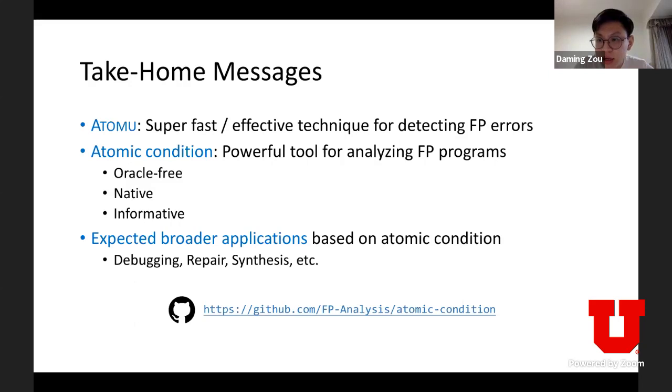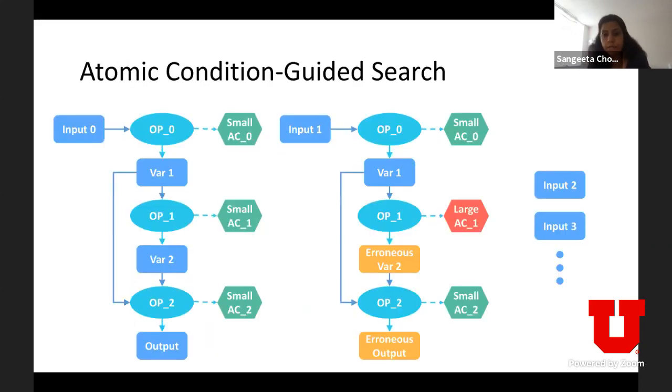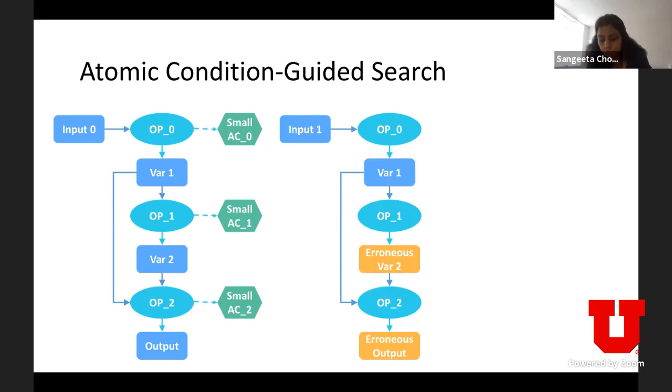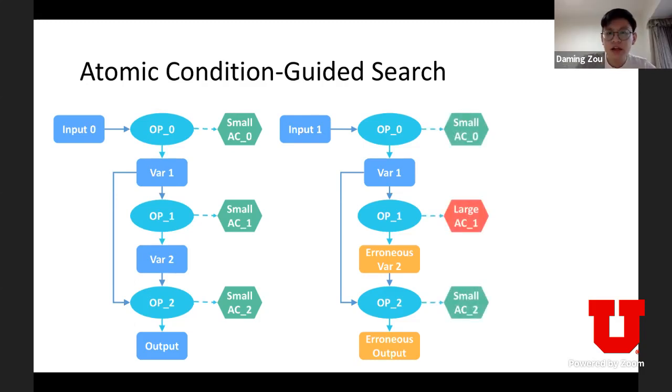So basically you introduced that you can find input, from what I understood, due to catastrophic cancellation. But can you also find input due to accumulation of rounding error? Here, we're trying to find the input that triggers a significant atomic condition, so we focus locally. If there is a significant atomic condition, it will lead to an erroneous intermediate variable, and this input we mark as suspicious. At the end, there may be some dozens of suspicious inputs, and we need to validate to check that if this input really triggers a significant error.